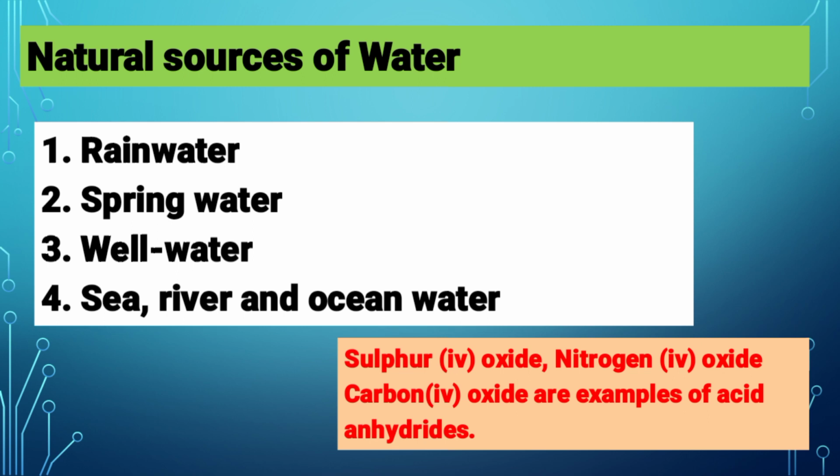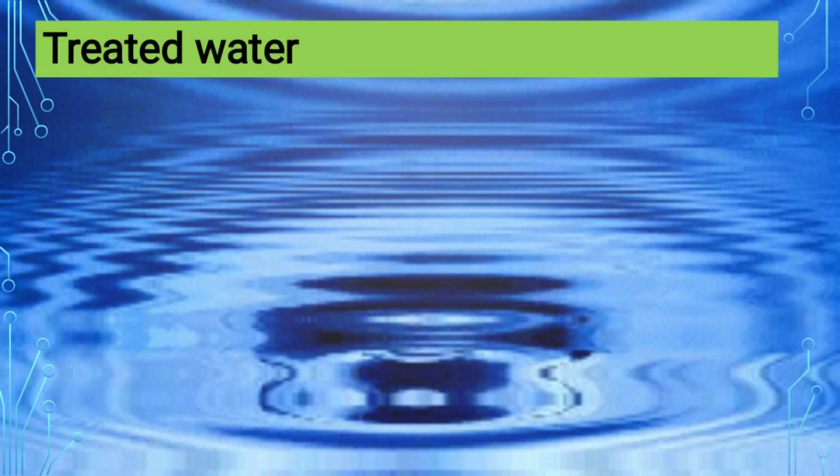For seas, rivers, and oceans, they may be contaminated by dirt, decaying organic matter, and industrial effluents. And you should understand that all of them, the seas, rivers, and oceans, well water, spring water, and rainwater, since we might have some little problem with them, we can actually treat those waters. This leads us to look into treated water.